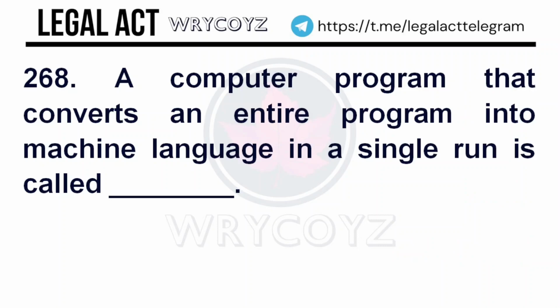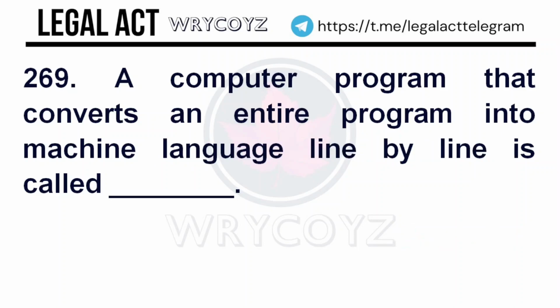268. A computer program that converts an entire program into machine language in a single run is called dash. The answer is compiler. 269. A computer program that converts a program into machine language line by line is called dash. The answer is interpreter.